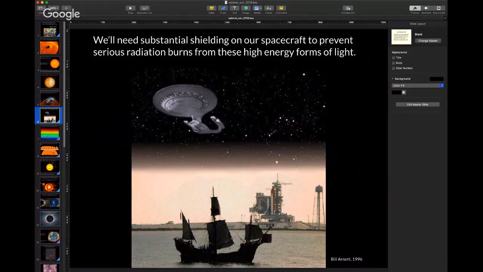So as we head out toward the sun in our journey, we're going to need some substantial shielding to prevent us from those high energy photons and other particles. Otherwise, we're going to get burned pretty good from those high energy forms of light.